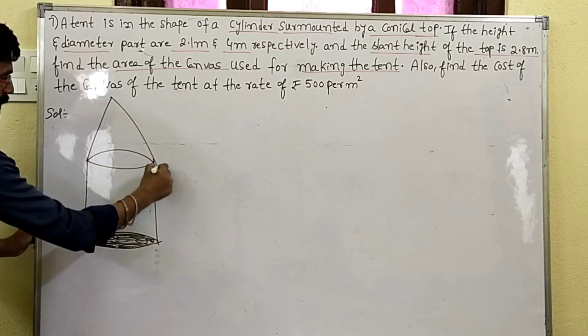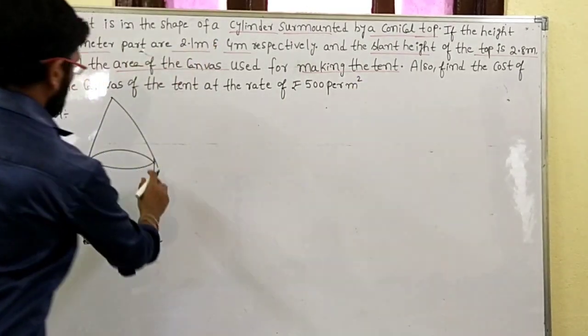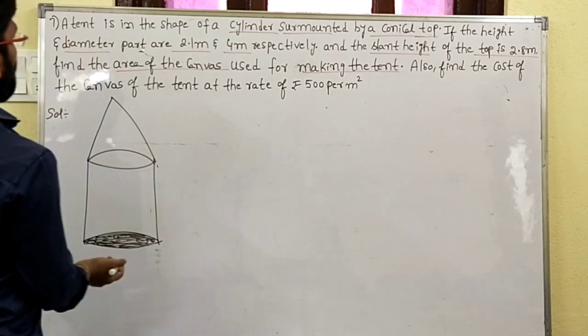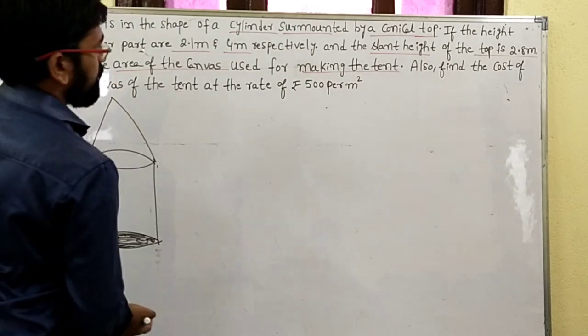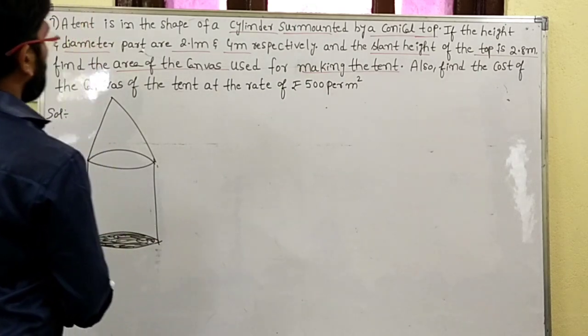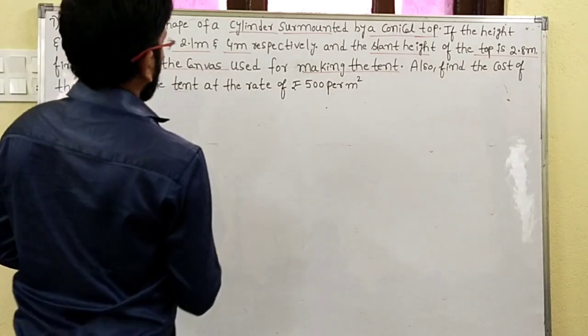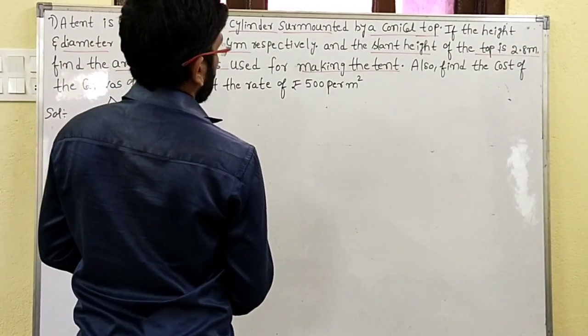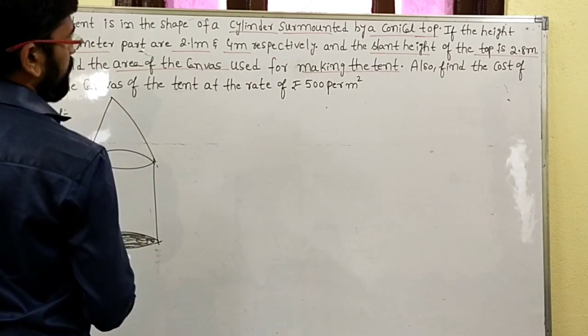A cone surmounted on the cylinder, a cylinder surmounted by a conical top. This is a conical top. The height and diameter of the cylindrical part are 2.1 and 4 respectively. The shape is surmounted by a conical top. The height and diameter are 2.1 and 4 respectively.